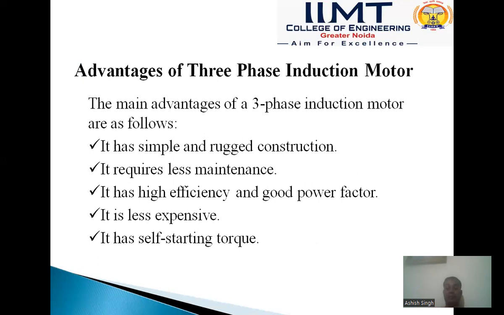Advantages of three-phase induction motor. What are the various advantages of three-phase induction motor? The main advantages are as follows. It has simple and rugged construction. It requires less maintenance. It has high efficiency and good power factor. It is less expensive and it has self-starting torque.